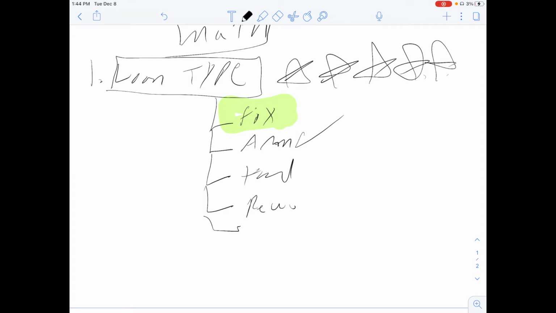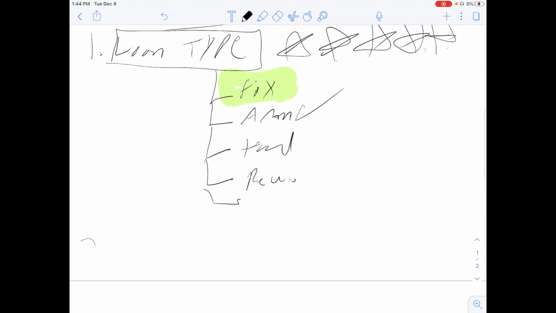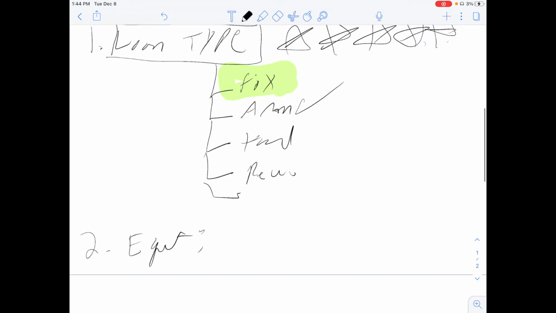Now, the other thing, number two, is equity. Am I getting equity in this deal? If I'm getting equity, hallelujah. But if I'm not getting equity, it still may be a deal for me. It will probably still have value for me as long as I go through other checkpoints that I'm going to be sharing with you.